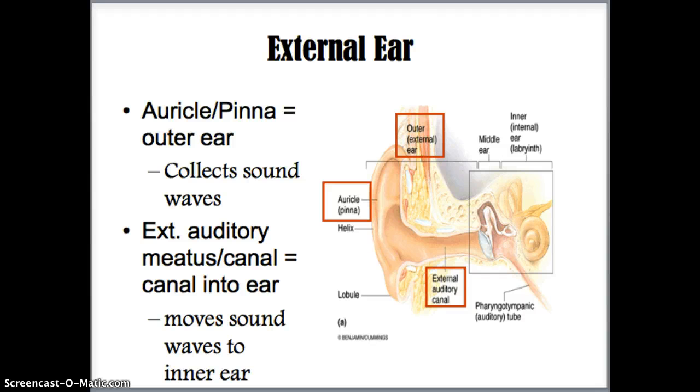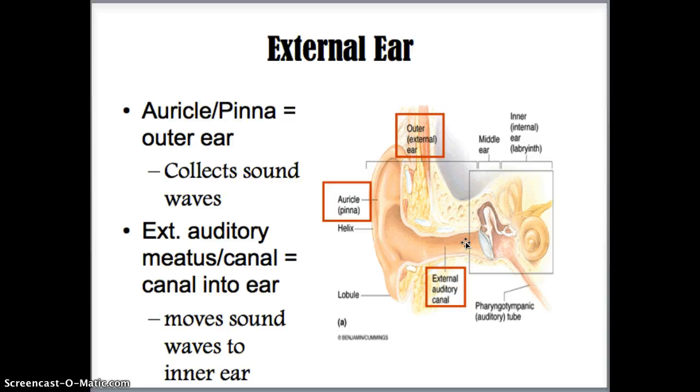For the outer ear, it's also called the external ear. It includes the auricle, or the pinna, which is the outer part of the ear, the part that you can touch. That's where our sound waves are collected. It's shaped like this with a large lobe and an indent so that when sound waves come near us, they all collect in this area and are guided down this tube, which is called our external auditory meatus or canal.